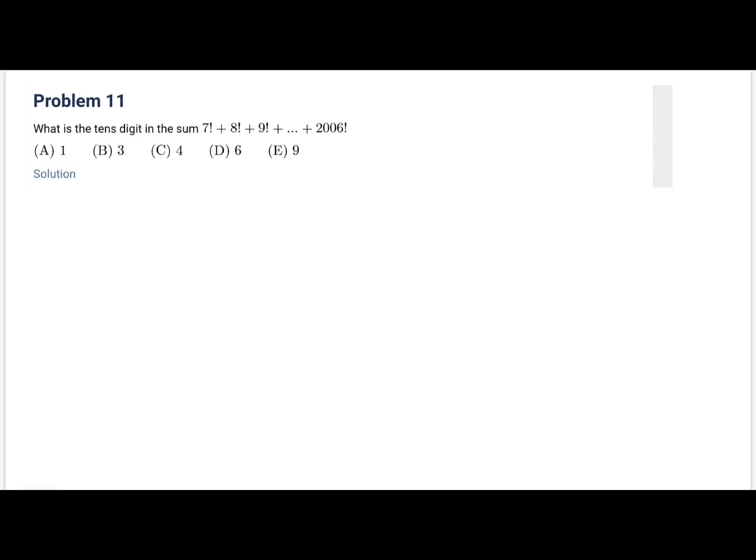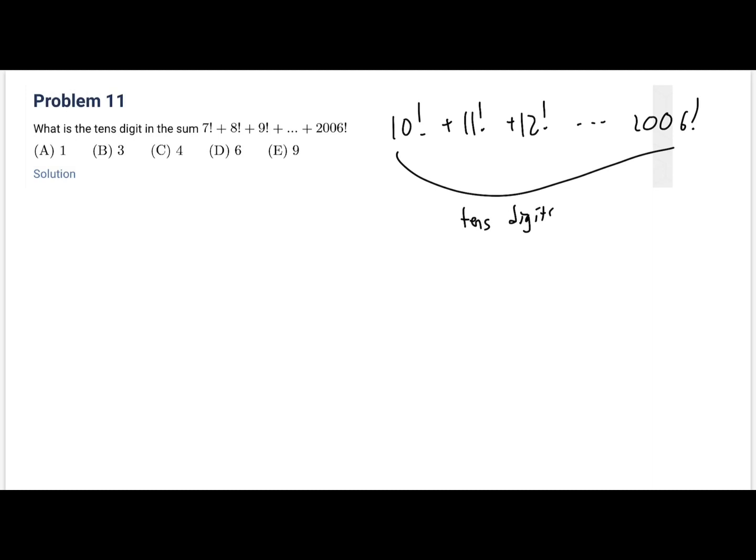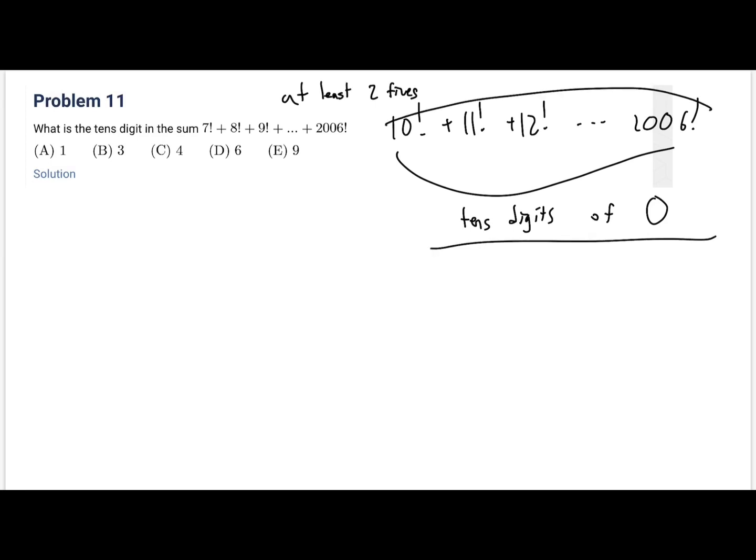Problem 11 is the tens digit in the sum 7 factorial plus 8 factorial plus 9 factorial plus 10 factorial all the way to 2006 factorial. So from here you have to notice that 10 factorial plus 11 factorial plus 12 factorial all the way up to 2006 factorial, these all have tens digits of 0 because they have at least 2 fives, so the tens digits are all going to be 0.